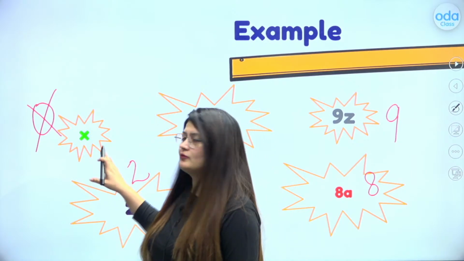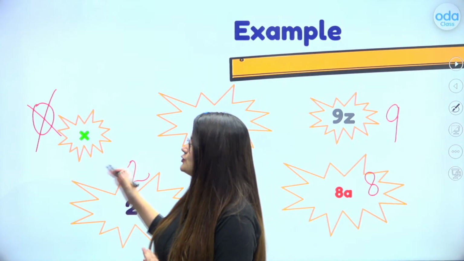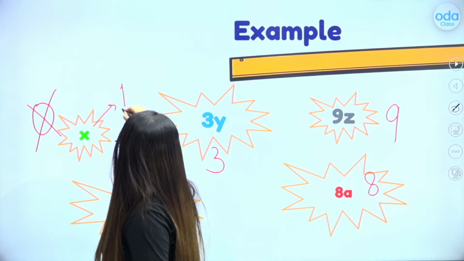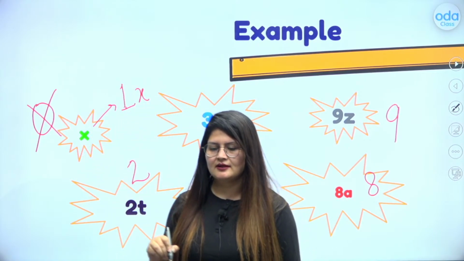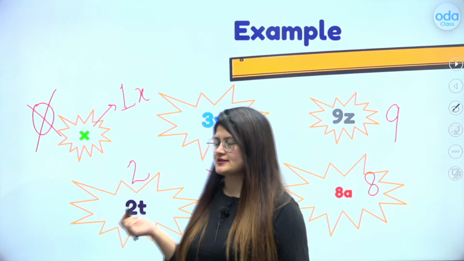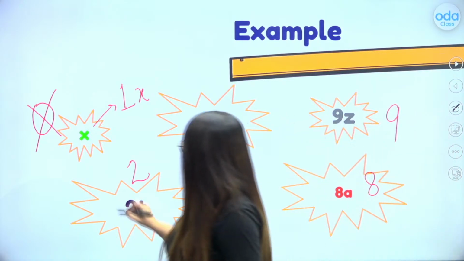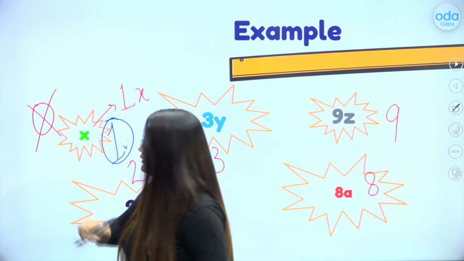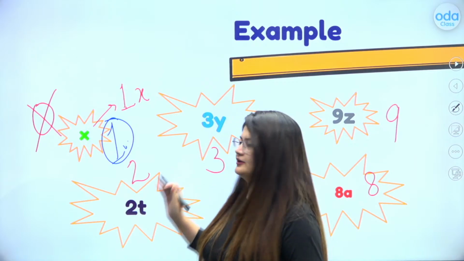So whenever you are given any variable and you have to write the coefficient of that, and you see that there is no coefficient, in that case, if I talk about this x, you can write this x as 1 multiplied by x. We can write this x as 1 multiplied by x. So what is the coefficient of this x now? Can you all tell me? Yes, the coefficient of this x is actually 1.